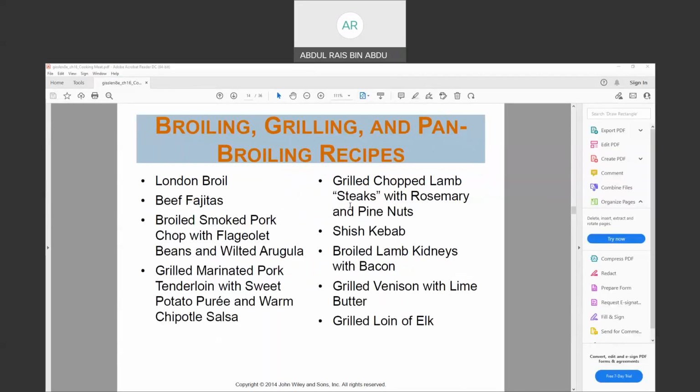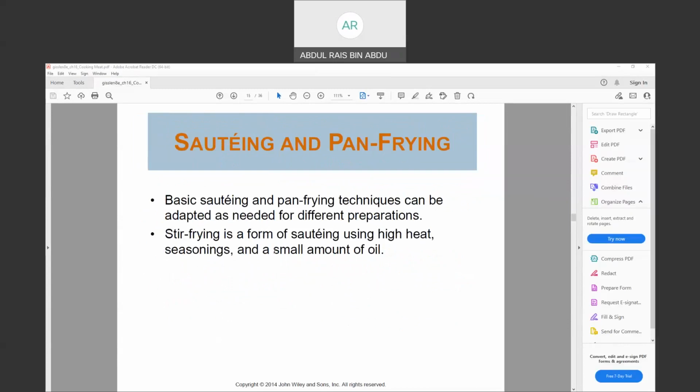Okay, let's continue on. Salting and pan frying. Basic salting and pan frying techniques can be adapted for the needs of different preparation. Stir fry is a form of sauteing using high heat, seasoning, and a small amount of oil.